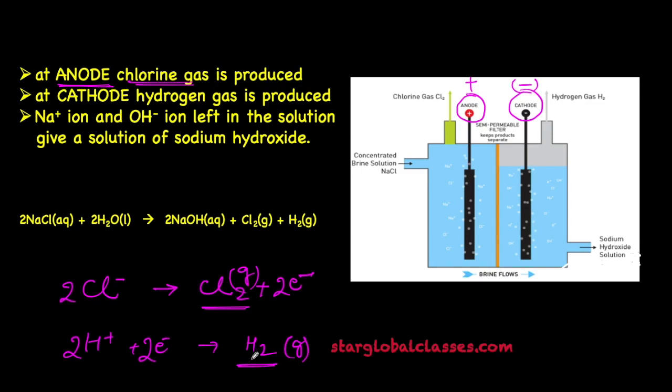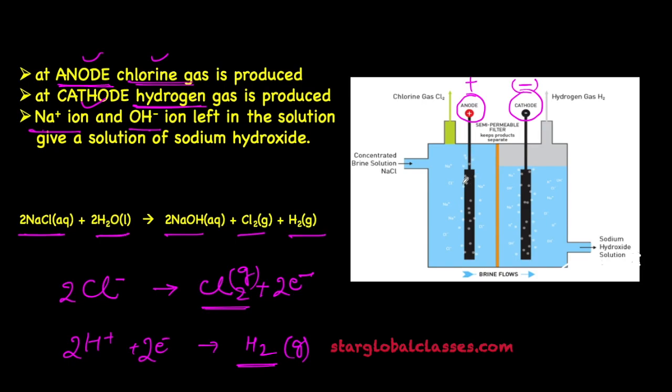The final equation is given here. 2NaCl plus 2H2O. When the aqueous solution of sodium chloride and water is electrolyzed, sodium hydroxide, chlorine gas and hydrogen gas are formed. At the anode, chlorine is formed. At the cathode, hydrogen gas is formed. Sodium ions and hydroxide ions are left in the solution.